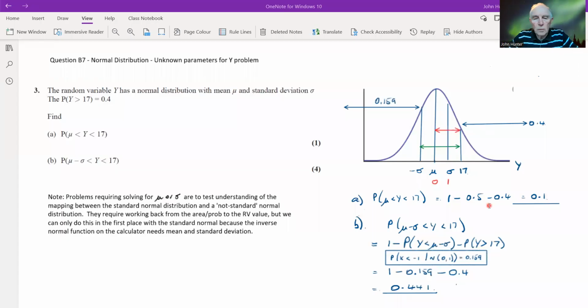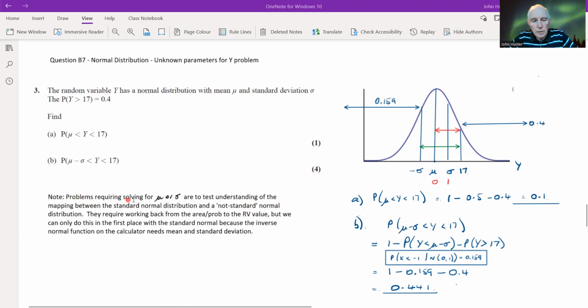Righto, this is a worked example to illustrate use of the normal distribution where we don't actually know the mean and the standard deviation. The random variable y has a normal distribution with mean mu and standard deviation sigma, and then we're given a piece of information here. But before I come back to that, this is a bit of text I've included elsewhere with these problems.